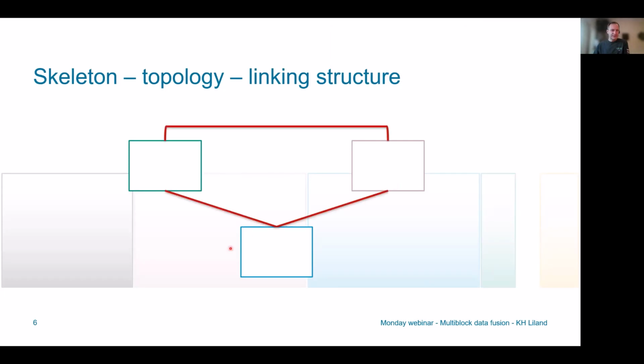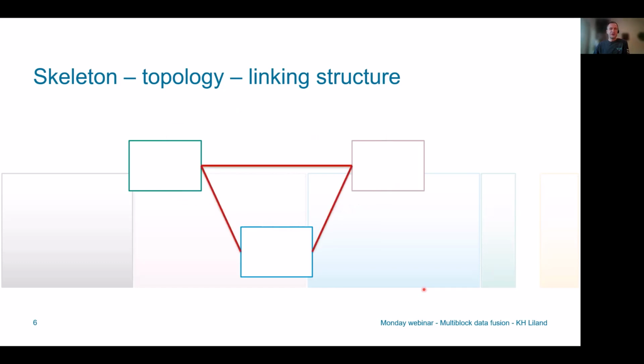So in this case, we could, for instance, think of sharing the variable mode, and then we would have this type of skeleton, or we could share the sample mode, and then the skeleton would be like this, connecting the samples in this way. The next step would be to define the topology.